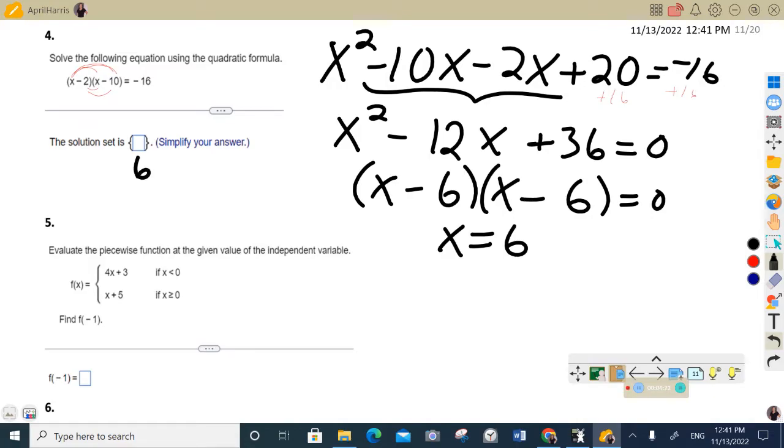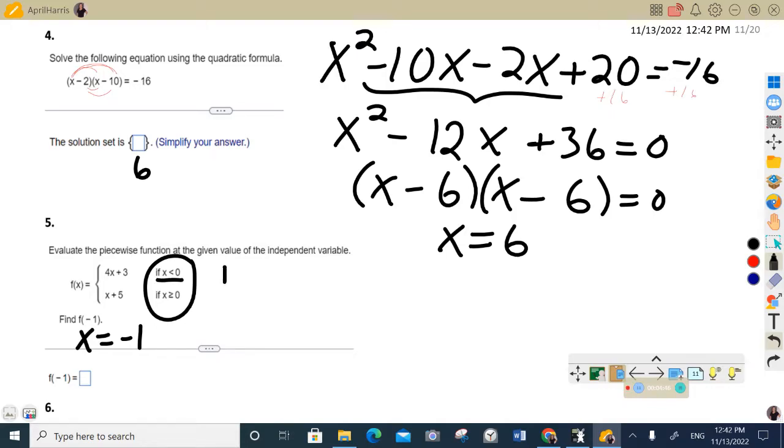All right. Number 5 wants you to evaluate the piecewise function at the given value of the independent variable. So we have 2 lines that we're piecing together. One is 4x plus 3, the other is x plus 5. And this over here is the domain. So our x is negative 1. Which domain does that fall into? That falls into less than 0.